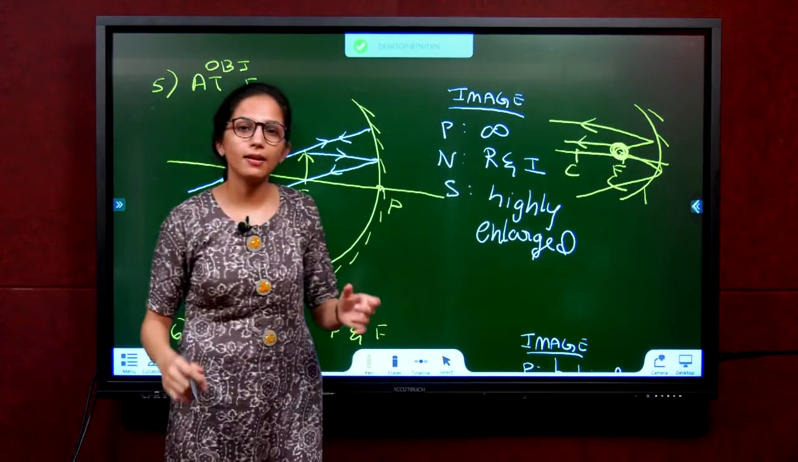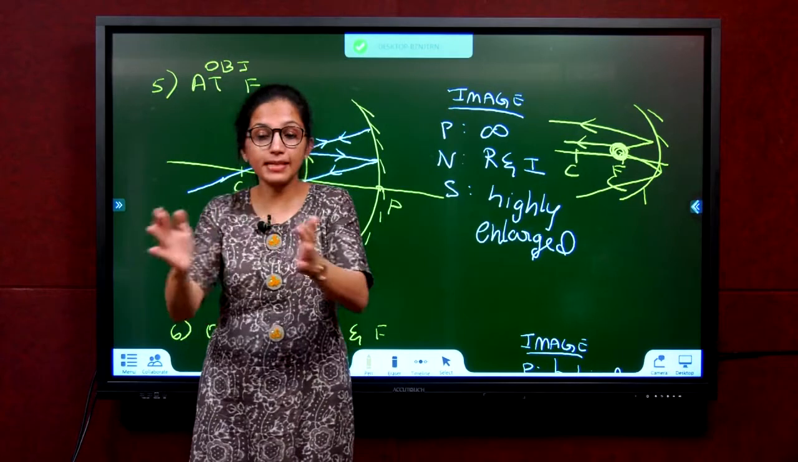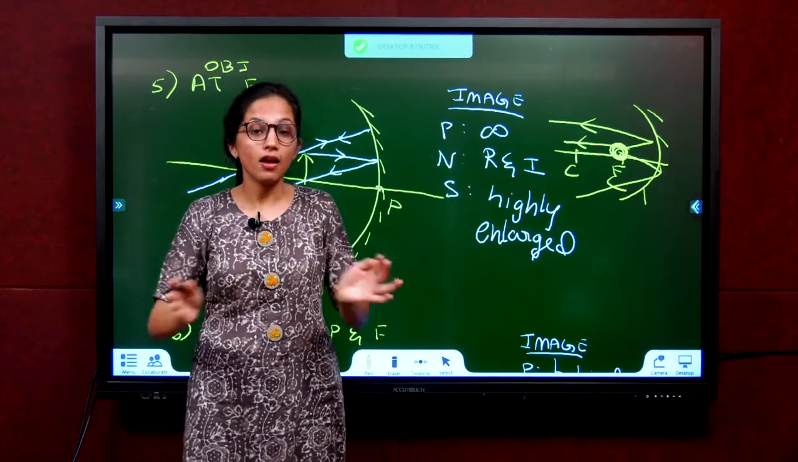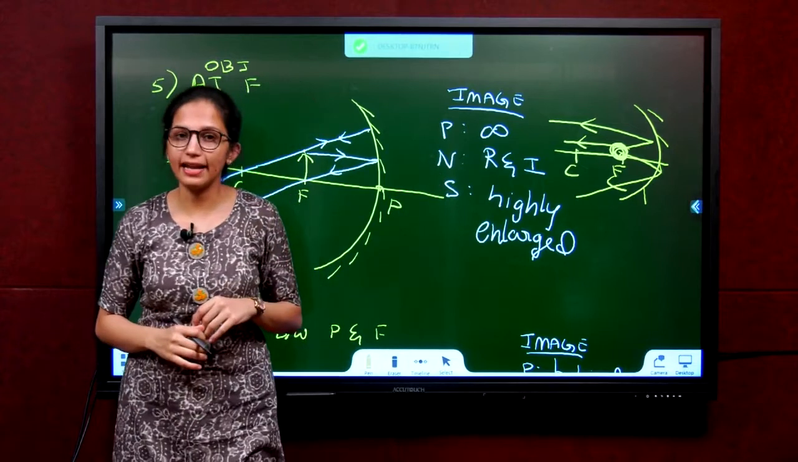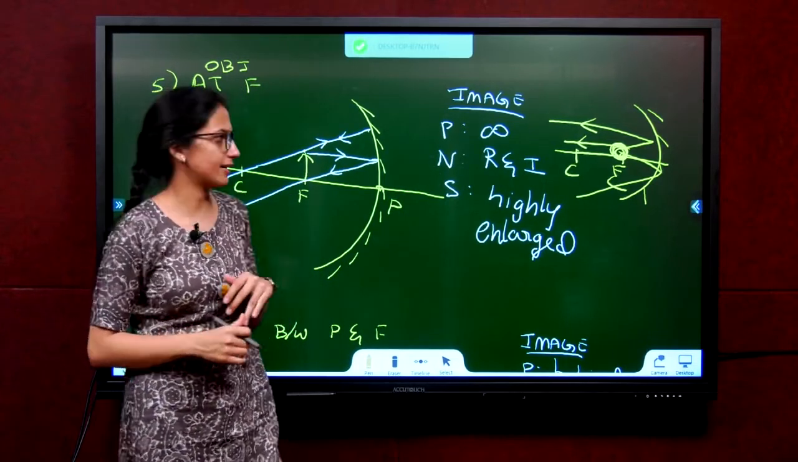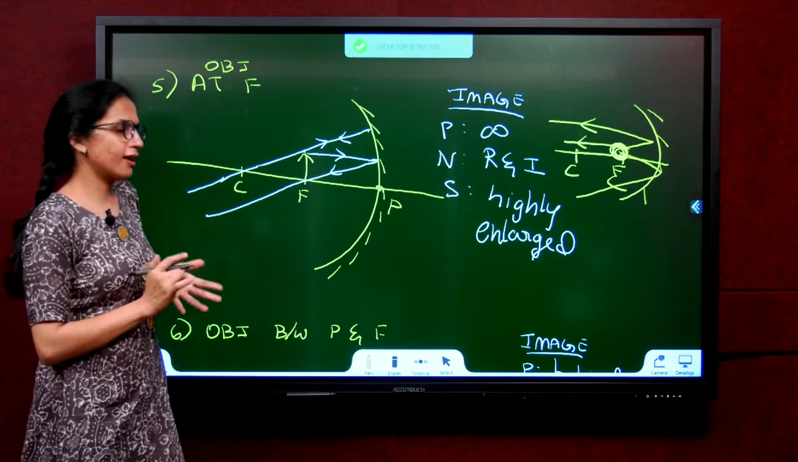Why do we need parallel? A parallel beam of light helps us see the road clearly. We want it to be parallel and straight. So these are used in headlights. Concave mirrors are used in headlights. This is enough for concave mirrors.